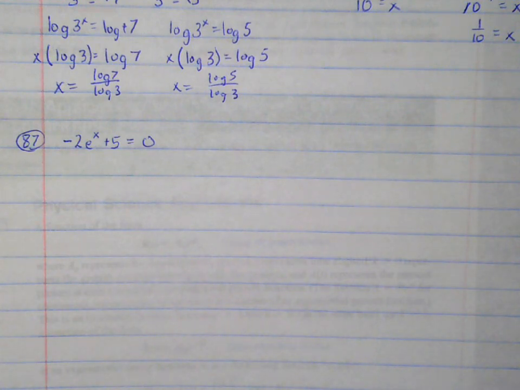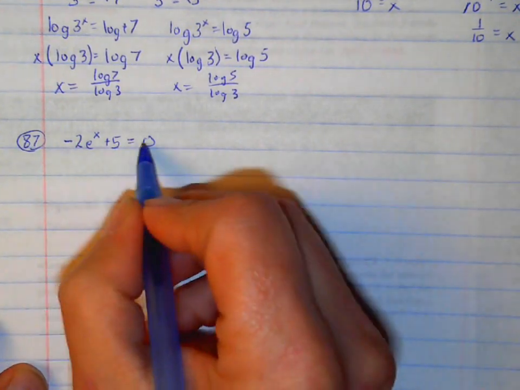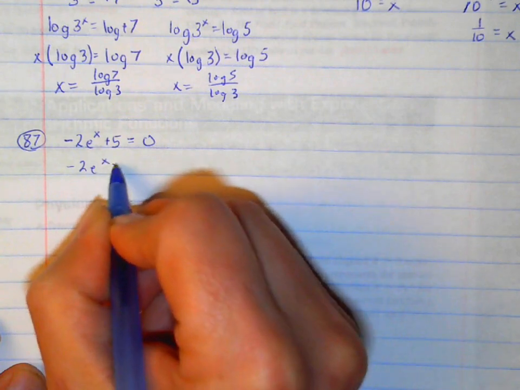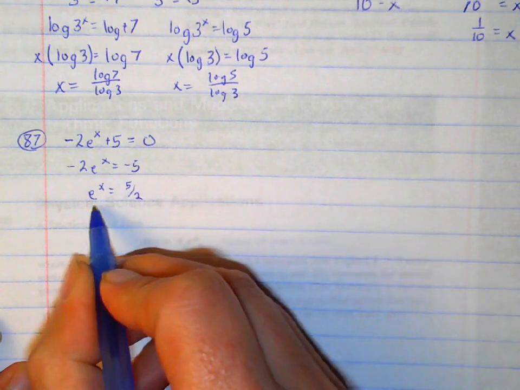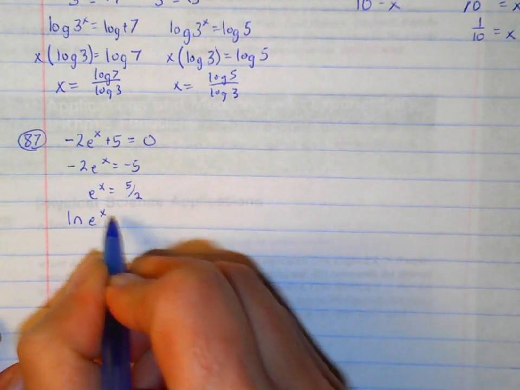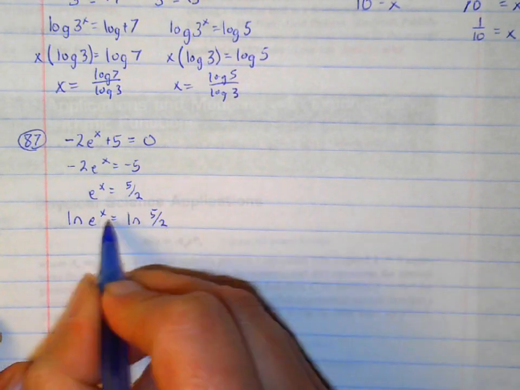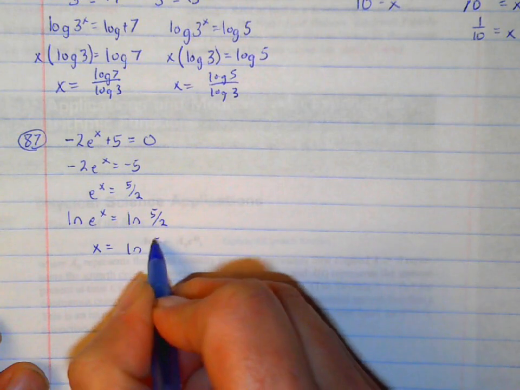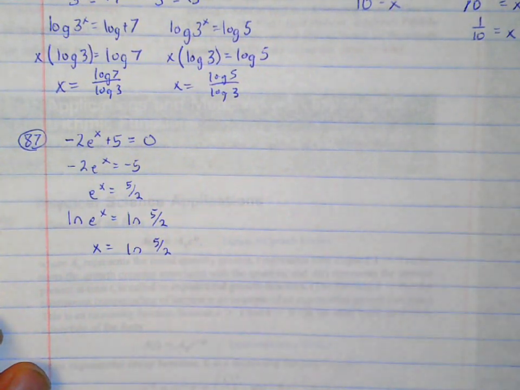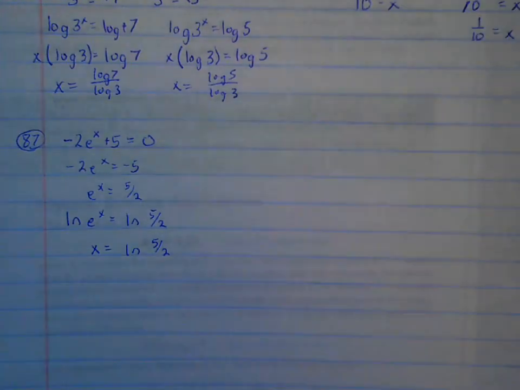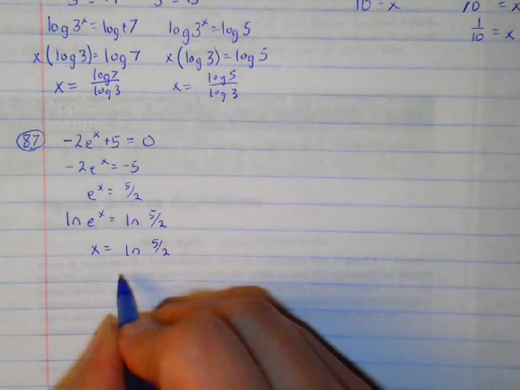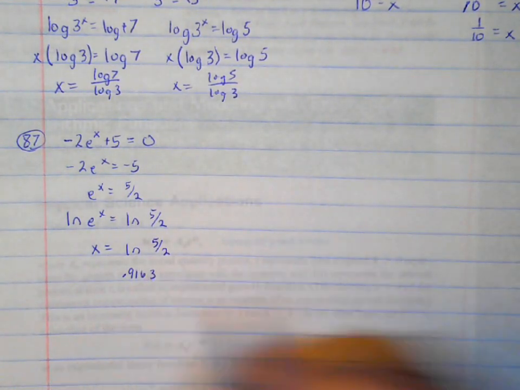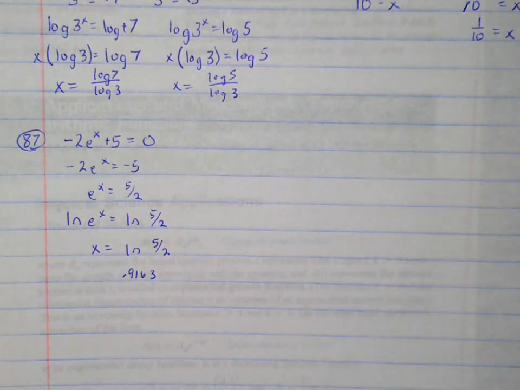Number 87 asks us to solve it analytically and then use the graph to solve for less than and greater than or equal to. Okay, so analytically, I'm going to subtract the 5 and divide by 2. Okay, e, I'm going to take the natural log of both sides. So those cancel out. You have x is equal to the natural log of 5 over 2. Natural log of 5 over 2 gives you about 0.9163. Okay, that is roughly about what it is.